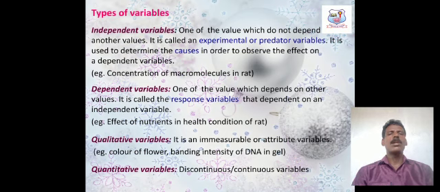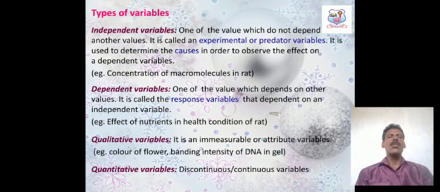Coming to the third variable, the qualitative variable. With qualitative variables, we are unable to measure the variables of the data. So that is nothing but an attribute variable, or an immeasurable variable. For example, the color of the flower, banding, intensity of DNA in a gel. The color of the flower is not possible for any estimation or quantification.